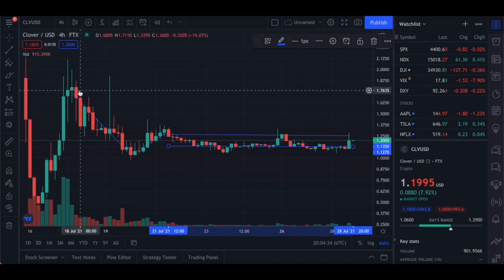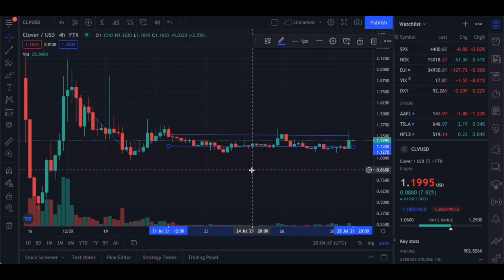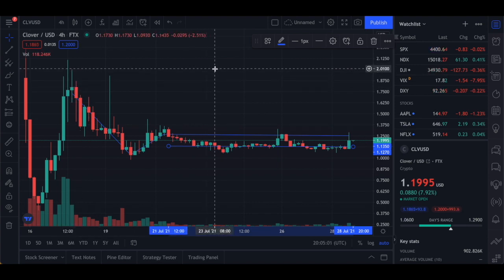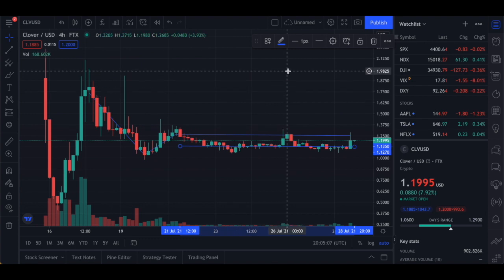The question is, can this coin go back to around $1.80, $1.75? This is the target ultimately. Because with cryptocurrencies, first you want to target the last all-time high. And when you've crossed that threshold, then you want to make a new target, a new all-time high. Maybe that's above $2, who knows? But we're certainly watching Clover closely to see when exactly it's going to hit that $2 mark again.